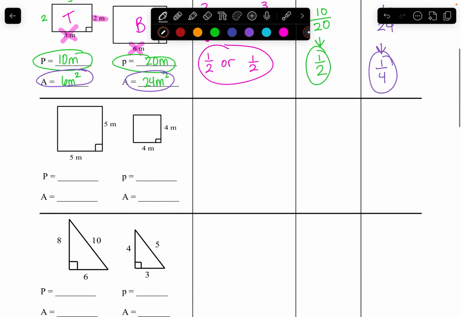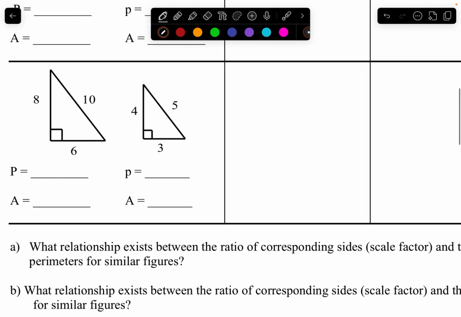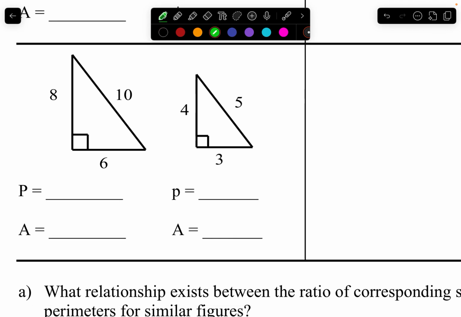So I'm going to skip the square and move down to the triangle, and we're going to do the same thing that we did. The first thing that we're going to do is find the perimeter, 18, 19, 20, 21, 22, 23, 24.